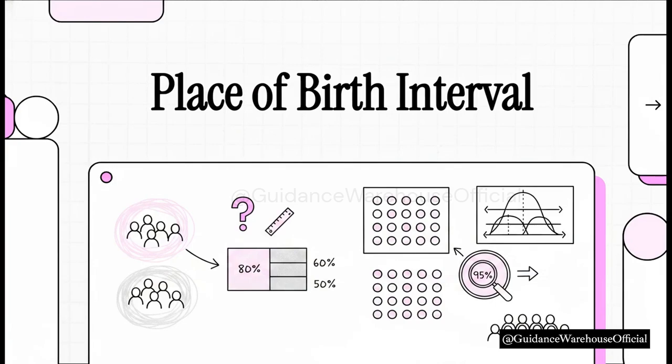Look around your classroom. If I asked you right now to guess what percentage of your classmates were born in this exact state, what would you say? 50%? 80%? But here's the real kicker. How confident are you in that guess? If you only ask 30 people, can you really be 95% sure that the ratio applies to the entire school?